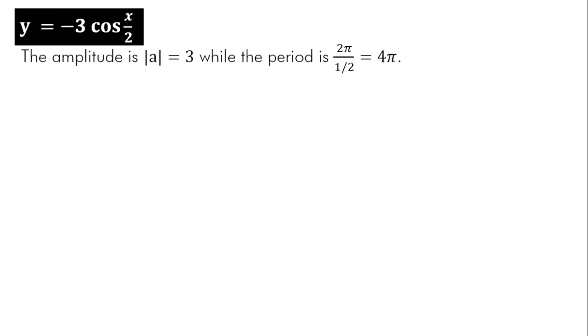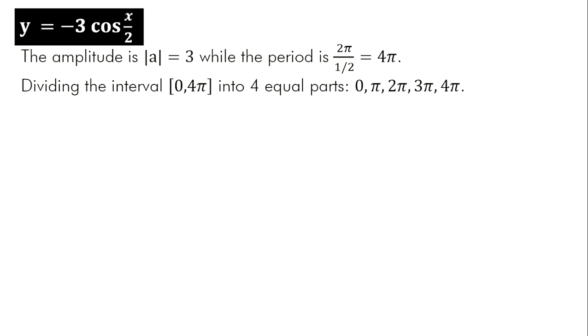And then for y equals negative 3 cosine x over 2, the amplitude here is, again, the absolute value, which is 3, while the period is 2 pi over b, which is 1 half. So 2 pi over 1 half is 4 pi. Again, same procedure. From 0 to 4 pi, we need to identify its 4 equal parts. All you need to do is to identify the average of the first and the last one, which is 0 and 4 pi. So 0 plus 4 pi is 4 pi, divided by 2, that's 2 pi.